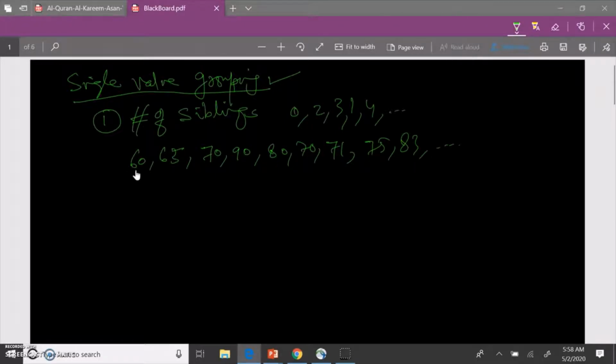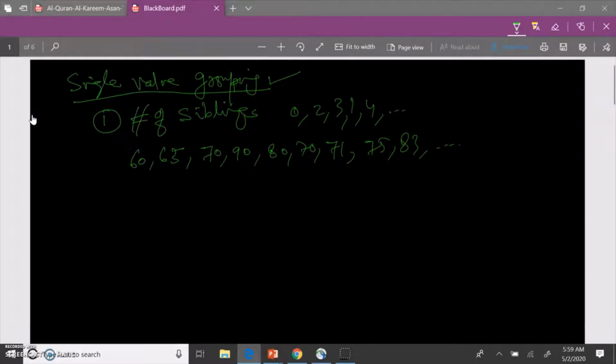Now you note that in this situation, I have many distinct values. Although these values are whole numbers, these are discrete values, the number of distinct values is not small. So we cannot make a single column for each of these values, and that will look very ugly, as we do in the case of single value grouping. So what we do is define classes.